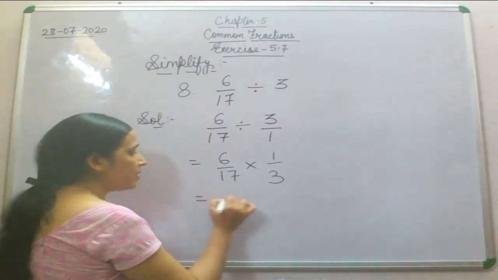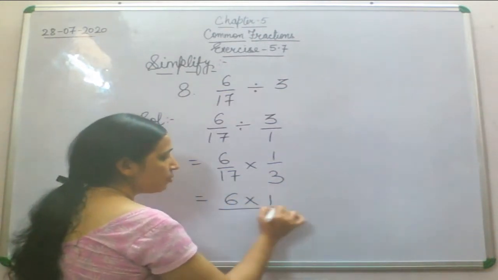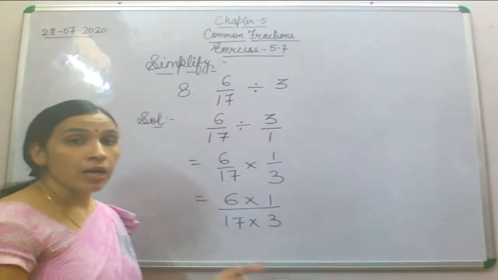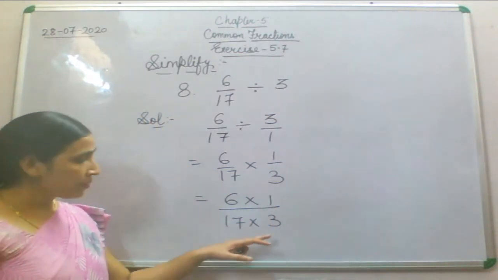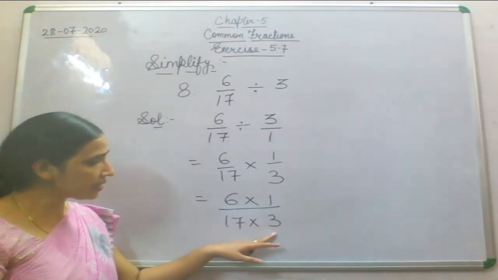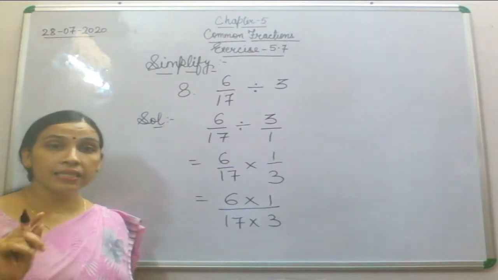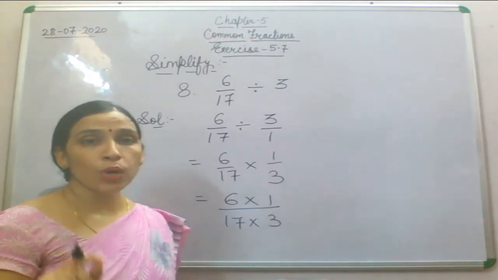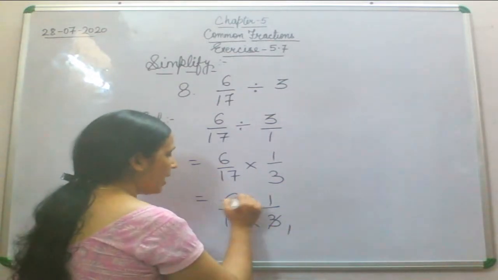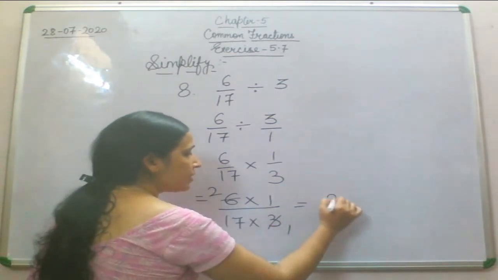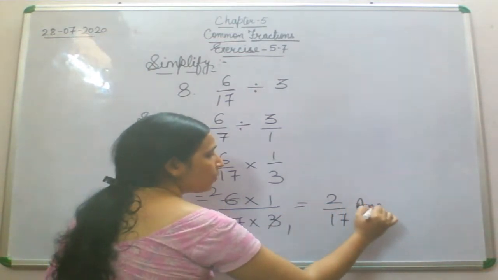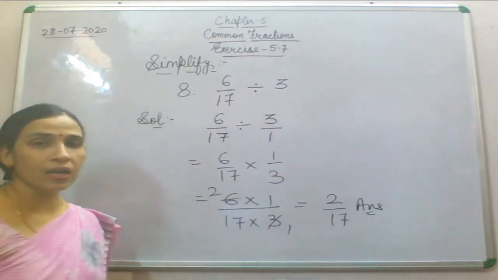Now the next step is, numerator will be multiplied by the numerator and denominator will be multiplied by the denominator. Now you will find if there is any common factor in this step. Like in this you can see 3 and 6 are there, and in 3 and 6 you have a common factor, that is 3. So let's cut it: 3 ones are 3 and 3 twos are 6. Now 2 ones are 2 and 17 ones are 17. You will get 2 by 17 as an answer.